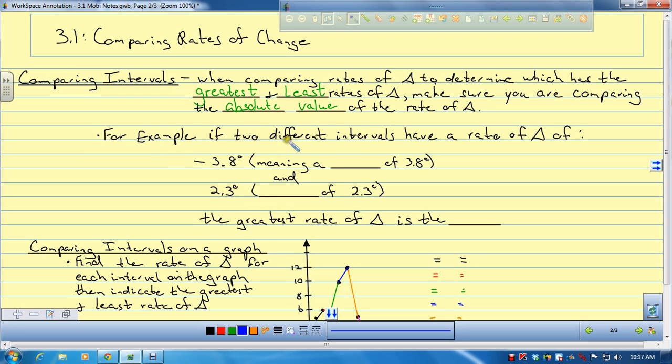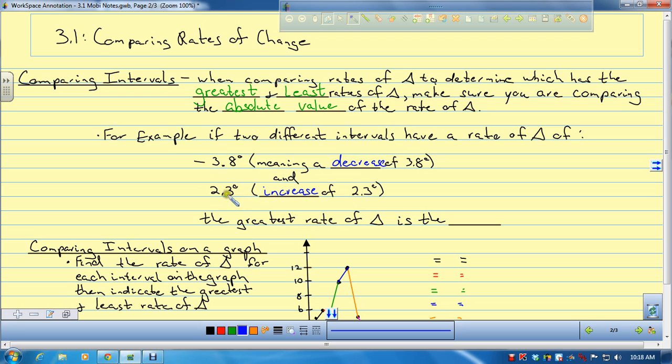Okay, for example, if we had two different intervals where the rate of change was negative 3.8 degrees, so let's say the temperature decreased 3.8 degrees, an average temperature from month to month, meaning a decrease of 3.8. And another rate of change was 2.3, meaning an increase.